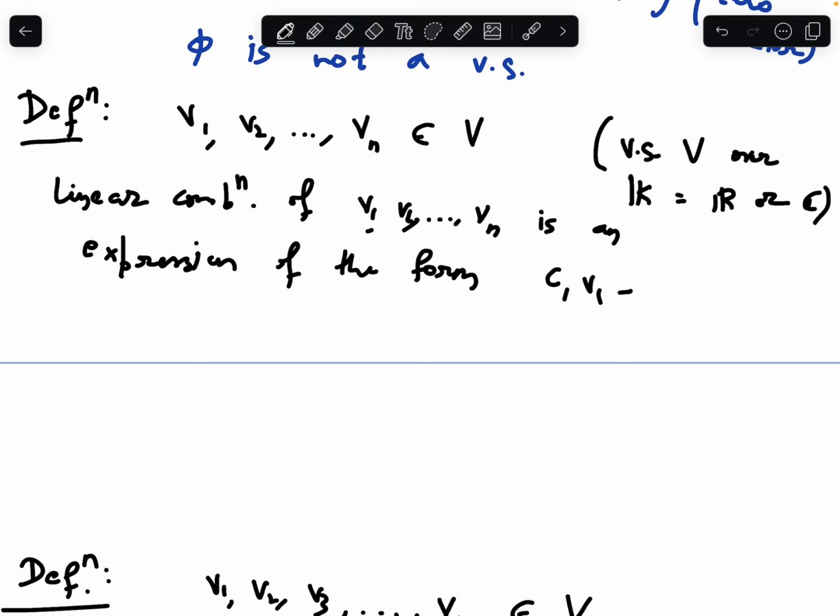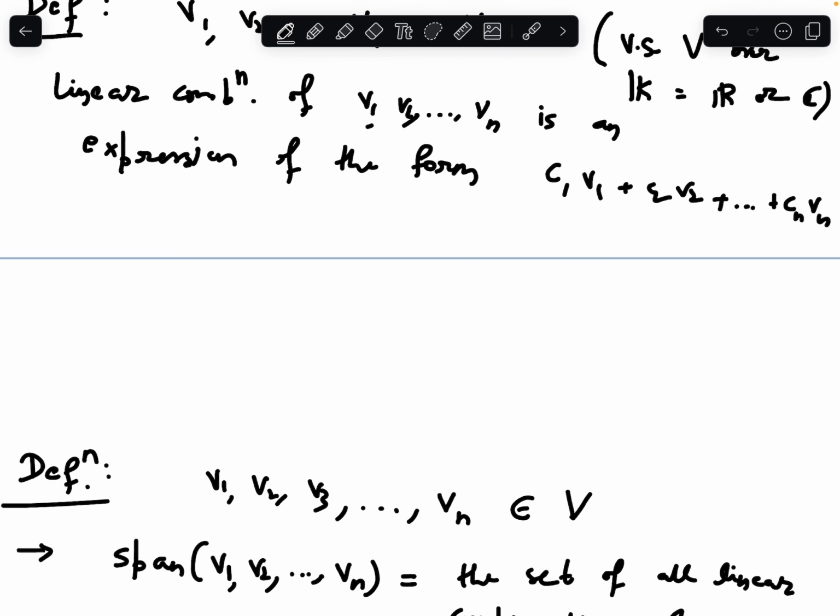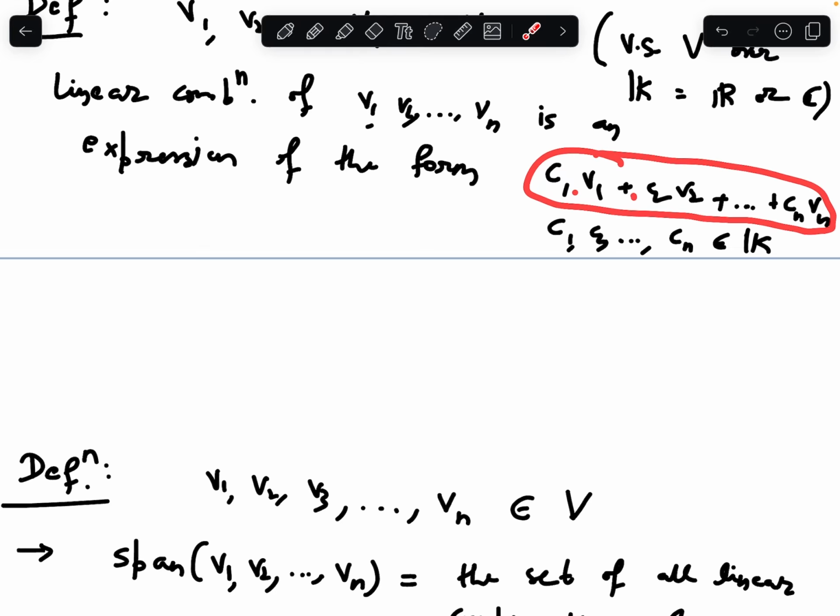C1, V1, C2, V2, Cn, Vn, where these C1, C2, Cn are scalars. That is, they belong to K. So whenever you see this kind of expression, C1 V1 plus C2 V2 plus Cn Vn, it means that it's the linear combination of V1, V2, V3, right?